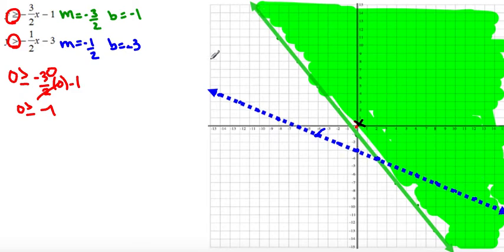Alright, and then I have to figure out which way to shade, so I'm plugging in my 0, 0 point. So if 0 is greater than -1/2 times 0 minus 3. So if 0 is greater than -3, and that is true, 0 is greater than -3, so I have to shade everything above the blue line.